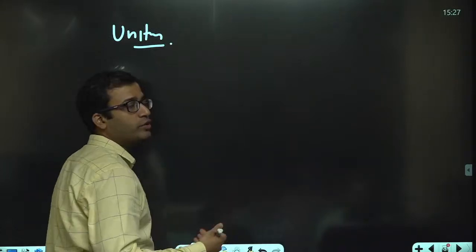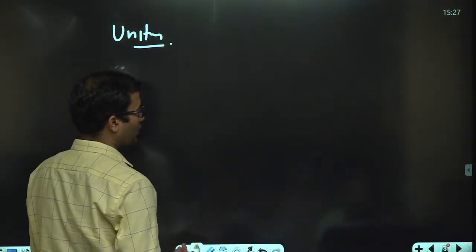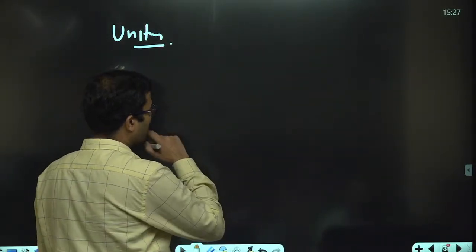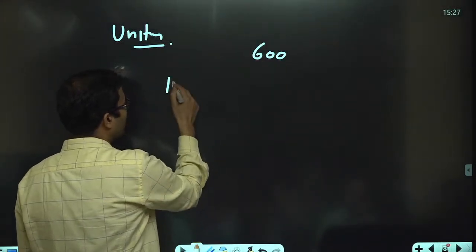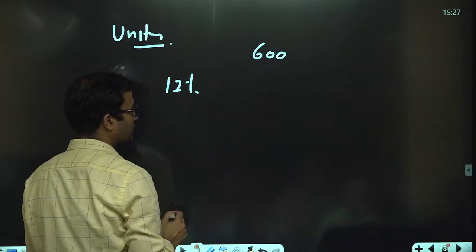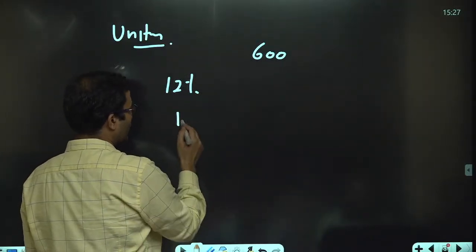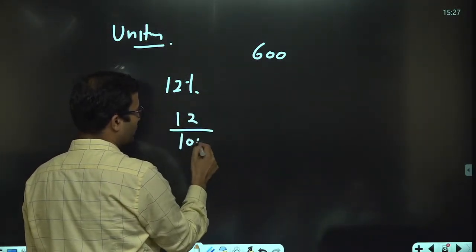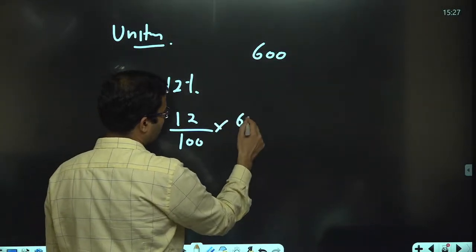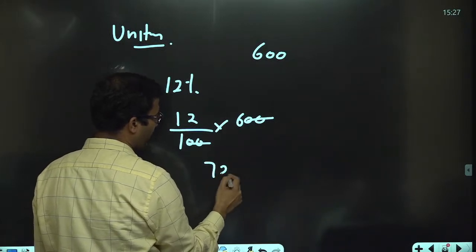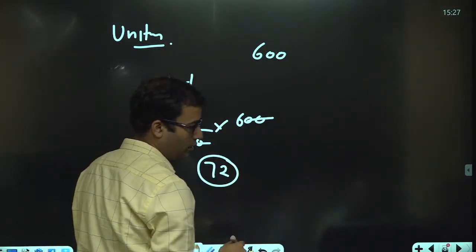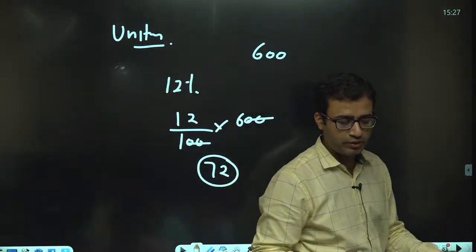So one thing is you can use unitary method. Like here, if total value is like 600, so we have to find what is 12% of 600. So here 12 out of 100 into 600. So here this 00 cancel, 12 into 6, 72. Okay. So simply you can see.